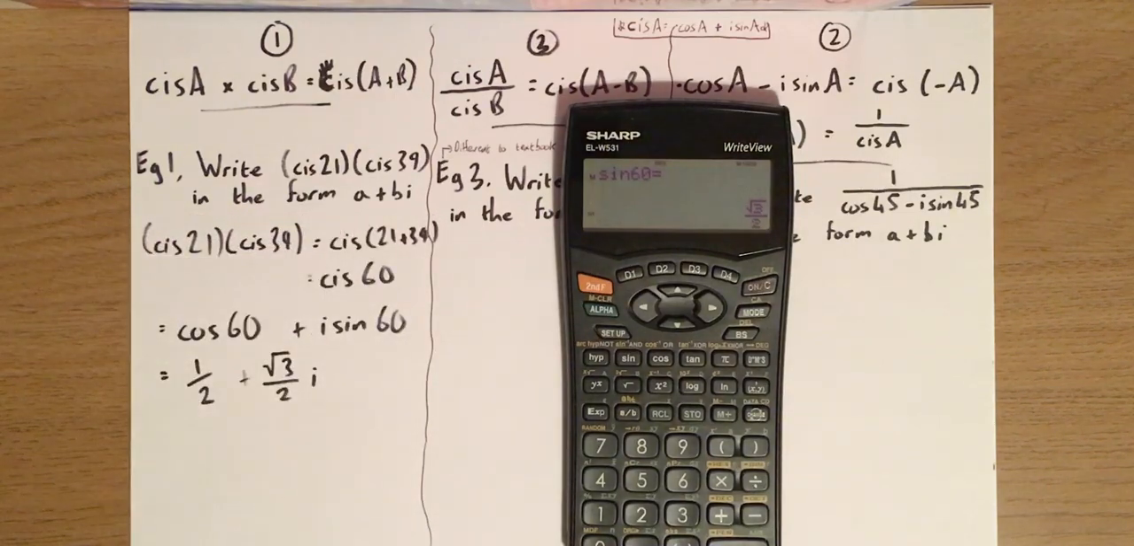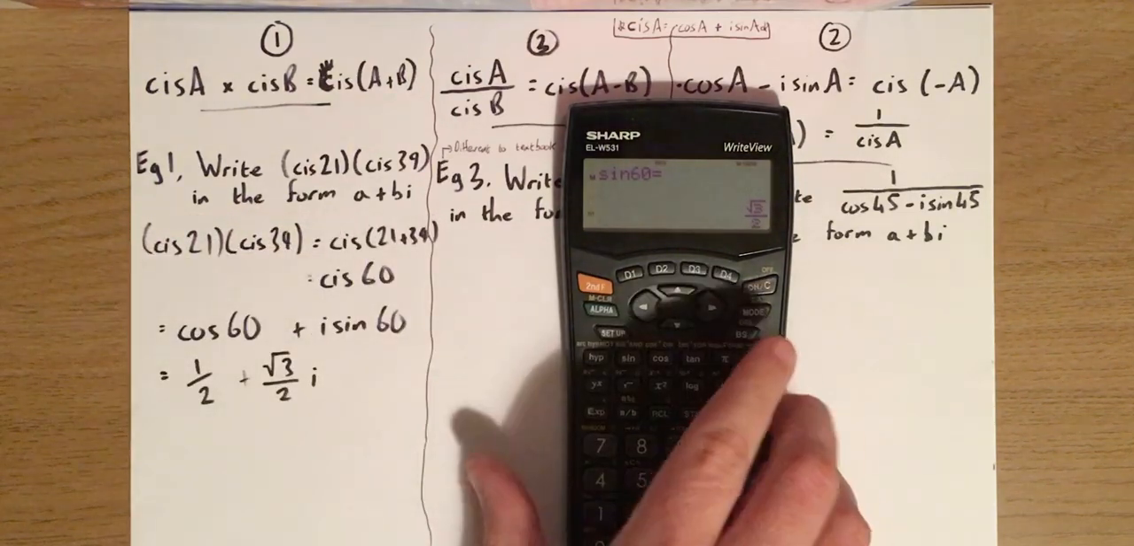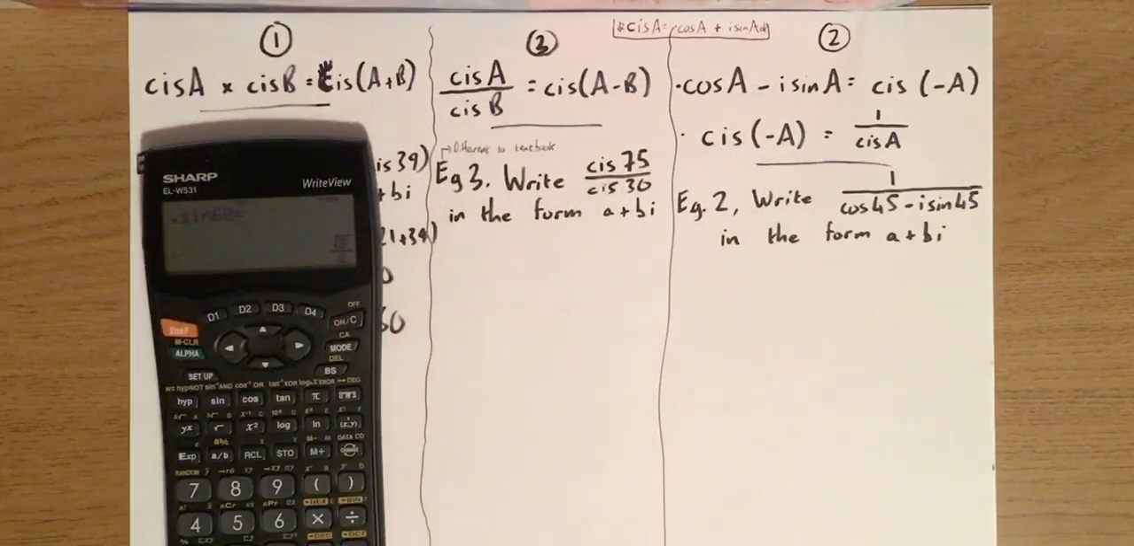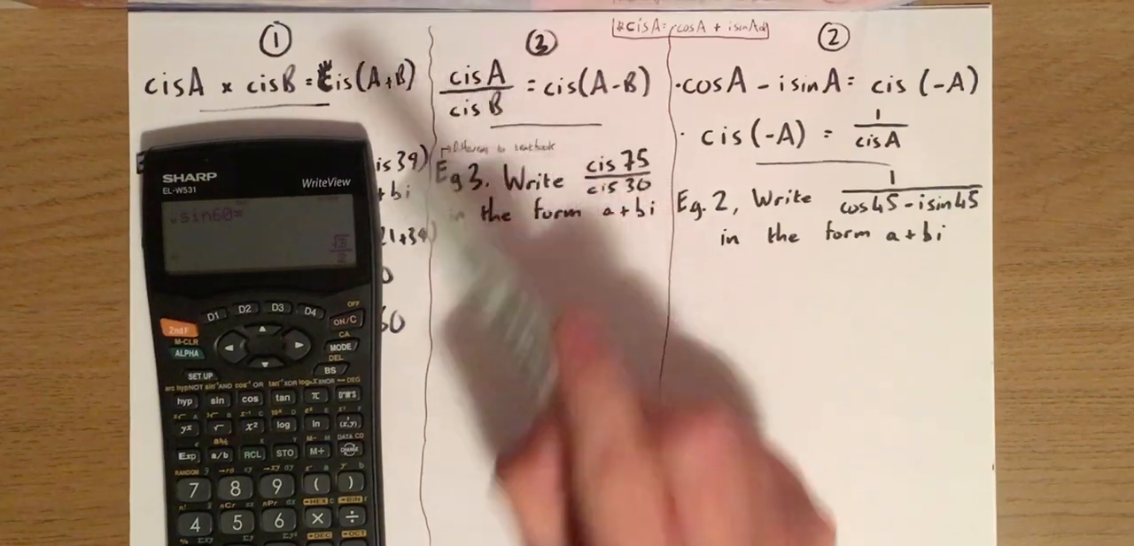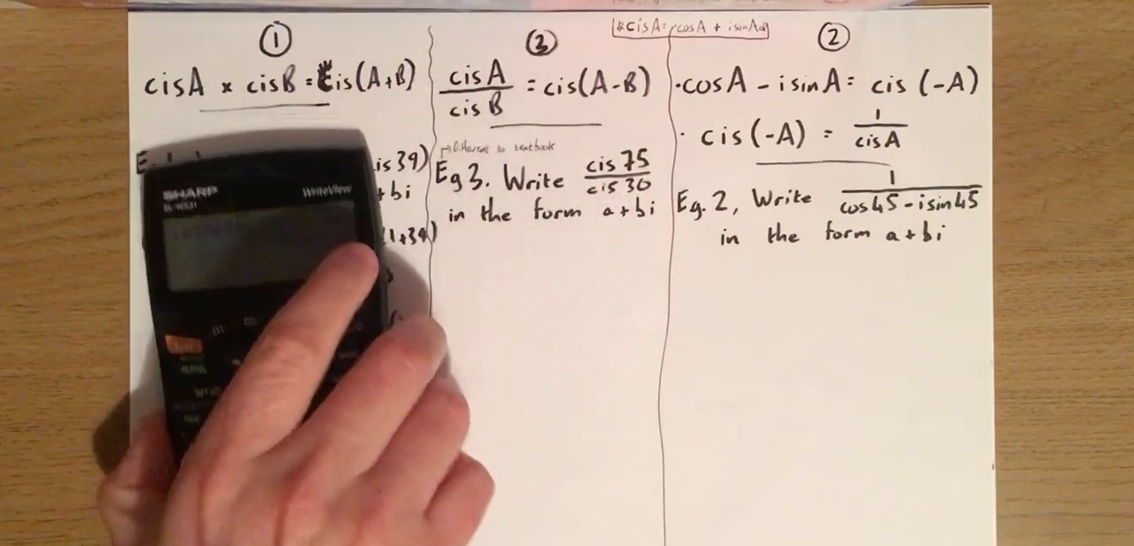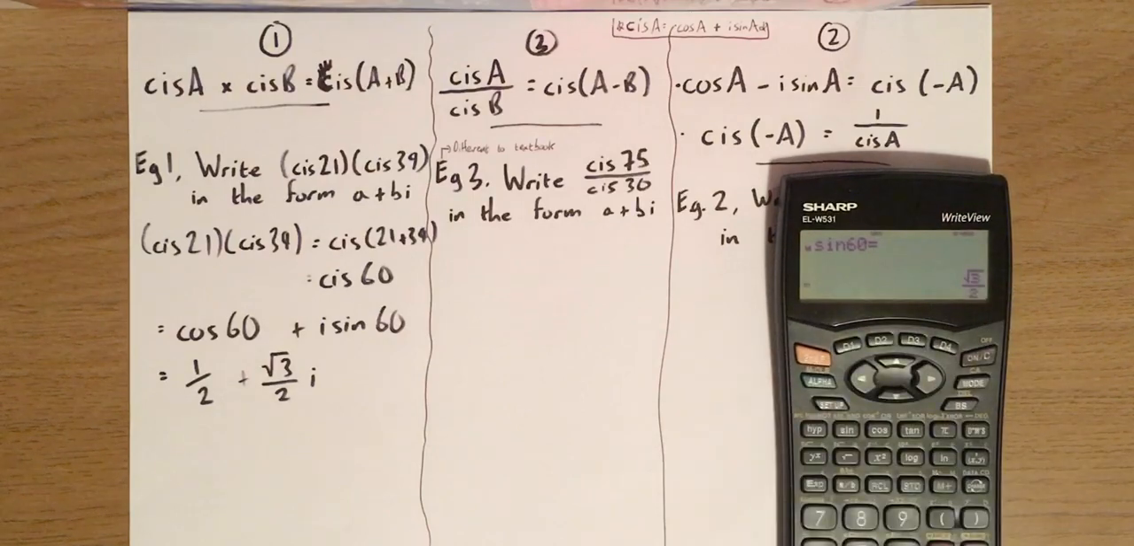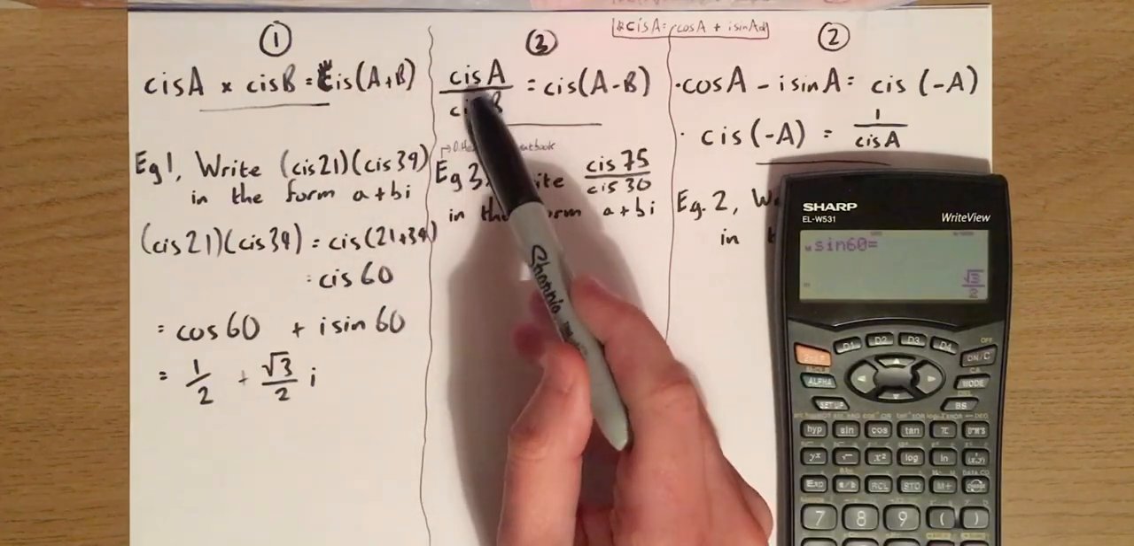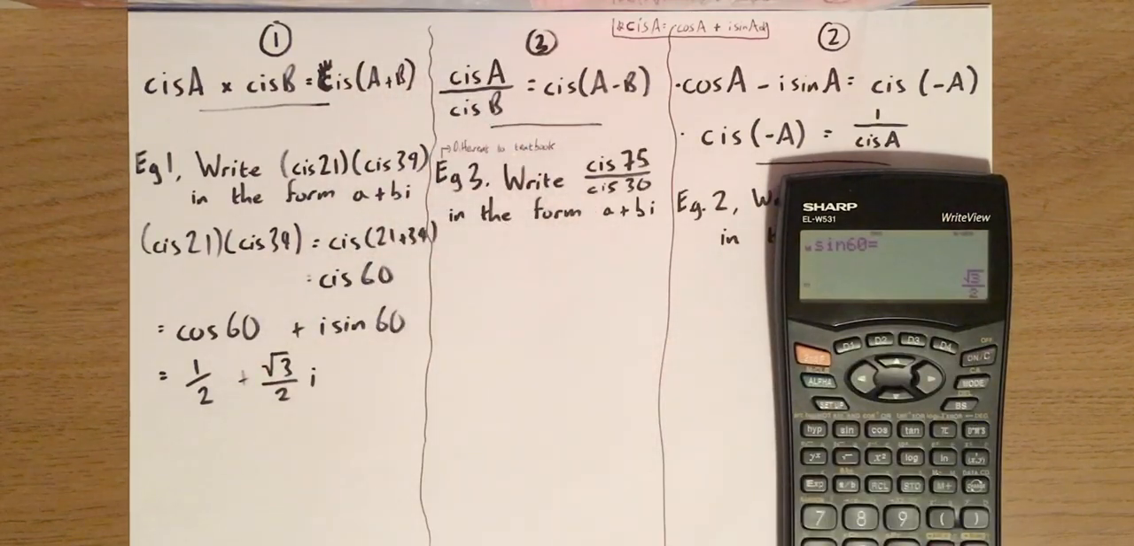There's one I did earlier, before I remembered to press record on the iPad. Property 3 then is just the flip side of that one. So the cis of A divided by the cis of B is equal to cis of A minus B. So to divide two cis's by each other, you subtract the angles.